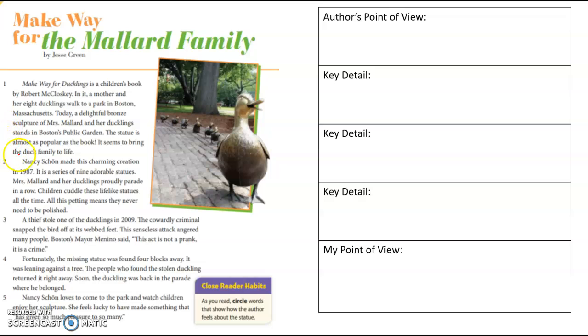So as I'm looking at paragraph 1, I see that Jesse Green called the statue delightful. So it says a delightful bronze sculpture. So that word delightful is really going to help us when we go to identify the author's point of view. Do you see any words in paragraph 2 that can help us identify the author's point of view?